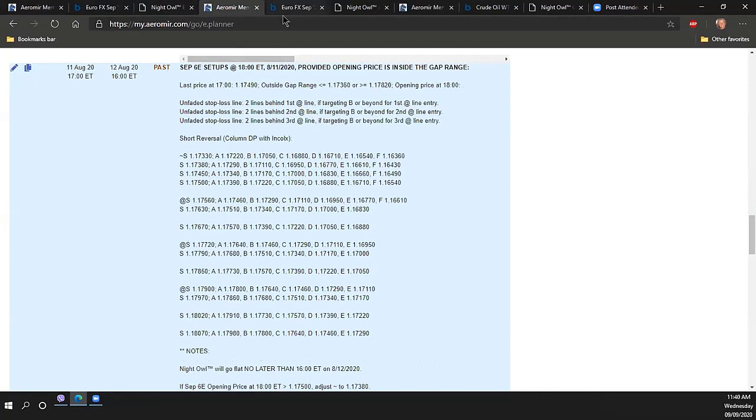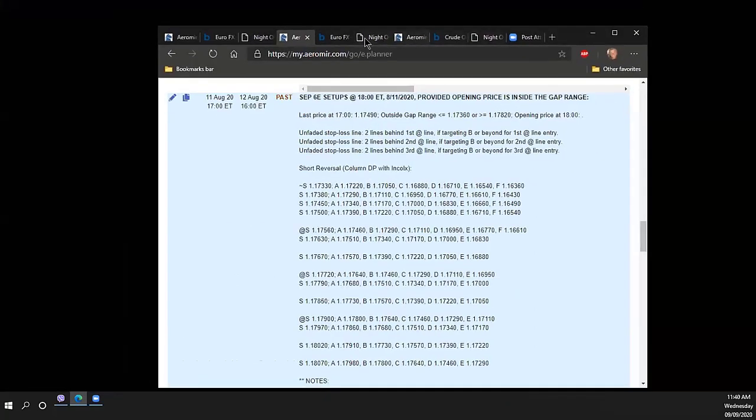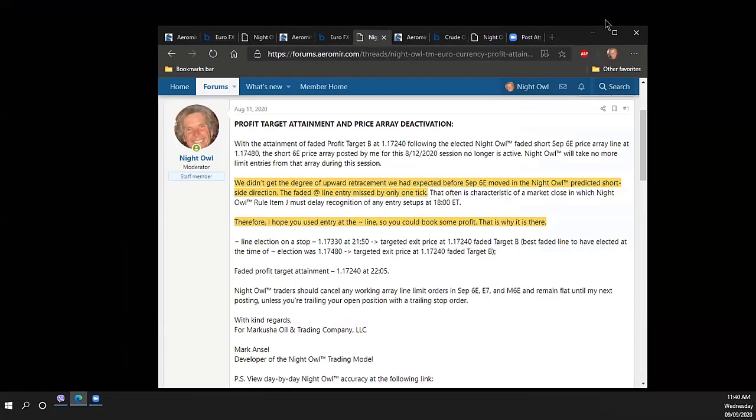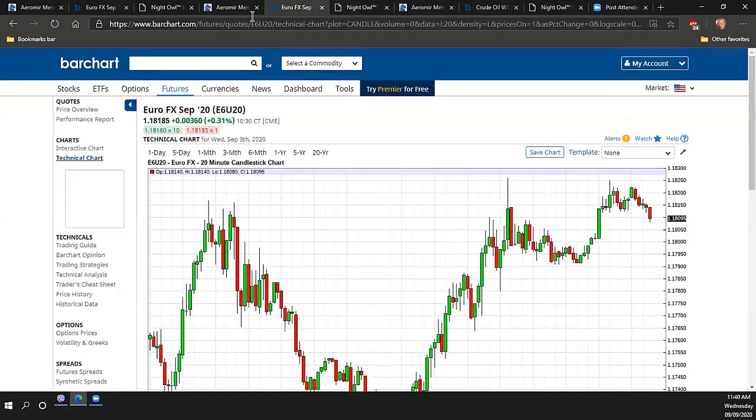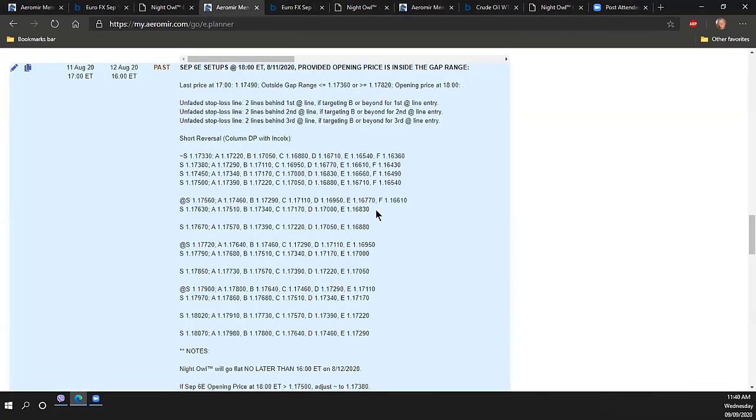I'm going to have to peek ahead at the notes if I can to remember why I chose this example. Oh, this is an election of the tilde line. Okay, that was the reason. Here is the array. Market traded to 1749. That's where it closed at 5 o'clock in the evening. Here was our gap range. If market opens between 1736 and 1782, Night Owl will take the entry, or will seek the entry, I should say, at the faded at line, which is 1754.